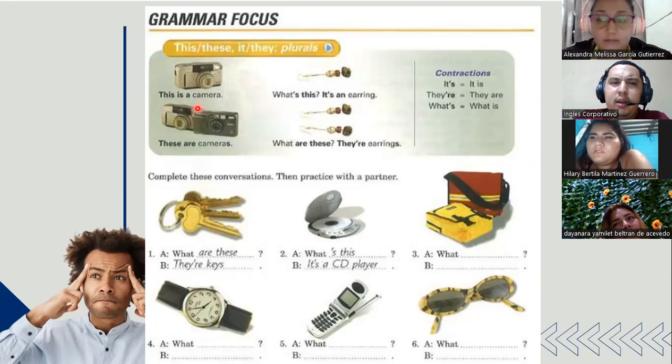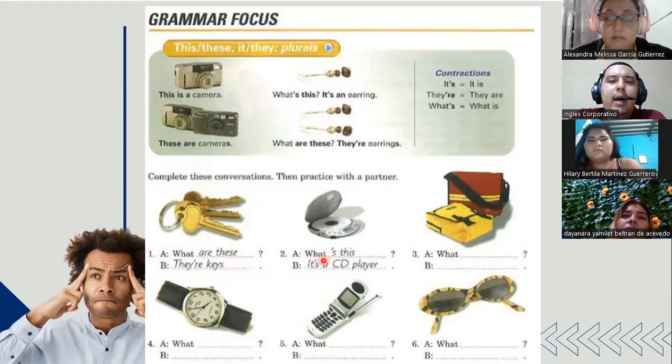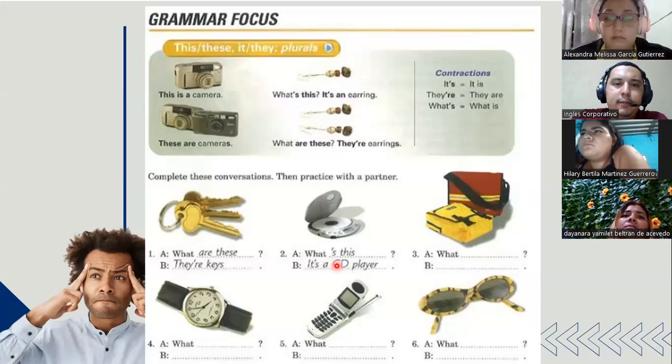Yeah, I could hear you barely. Okay, what I could understand, lo que entendí, what you said is referred to this one. This is a camera. The way you answer is going to be it's or it is a or an, whatever you are referring to. In this case, what are these? It is a plural. They are, or the contraction for, they're keys. What about in the case of a singular? What's this? Those ones that we have here are contractions. If we want to make it longer, we might say, what is this? It is a CD player, but here we are just focused on the contraction form, the short form of the word, right? Solo trabajamos las formas contractadas. That might be the answer that you want to hear, right?